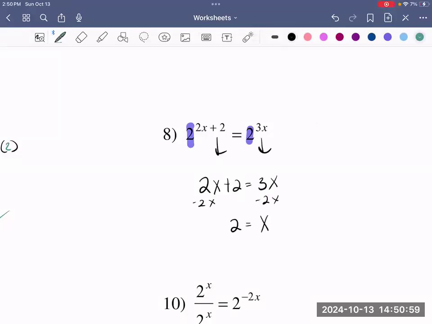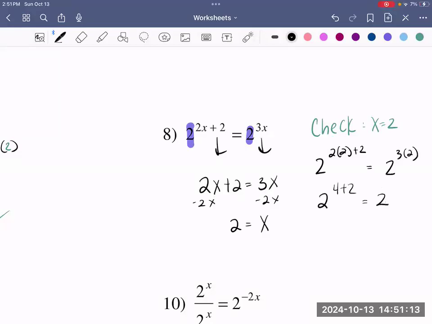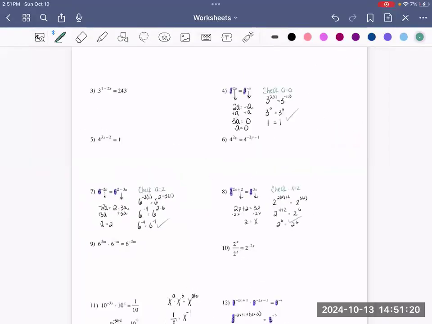And let's go ahead and check your answer because we haven't checked one in a little bit. So we have 2 to the 2 times 2 plus 2 is equal to 2 to the 3 times 2. So we get 2 to the 4 plus 2 is equal to 2 to the 6. 2 to the 6 is equal to 2 to the 6. And that means the exact same thing.